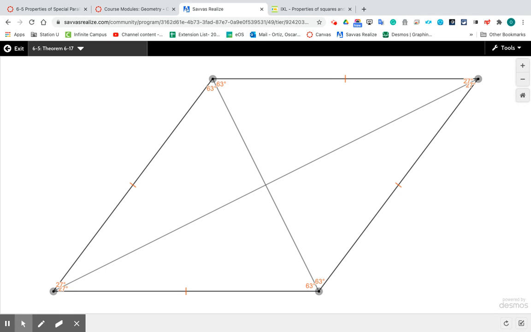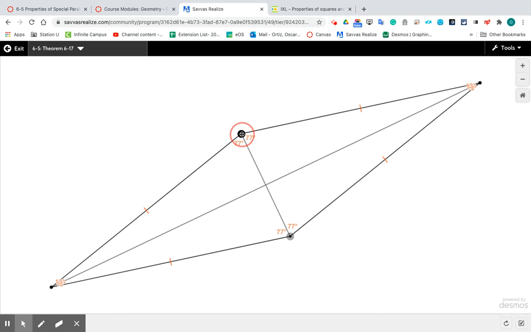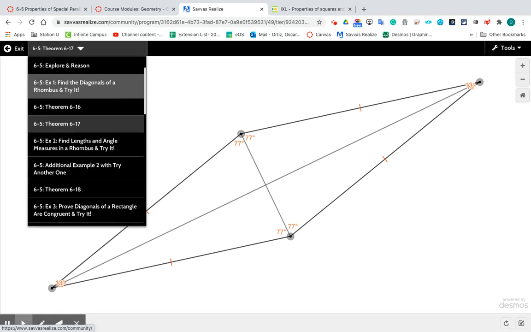So each diagonal bisects opposite angles, and you can move it around and probably change that angle, but you still notice that those two are congruent. In this case, 77 and 77. So that's also important to remember. These four angles will be congruent, and these four angles formed by the other diagonal also will be congruent. But now we want to talk about rectangles.